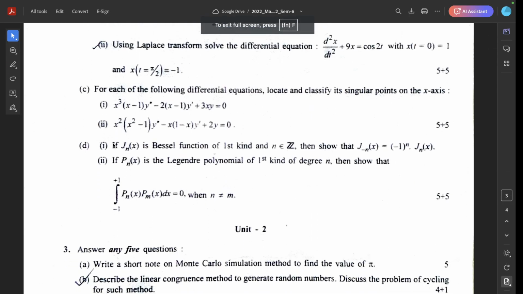Next question, question 2D1. If J_n(x) is the Bessel function of the first kind and n belongs to the set of integers Z, then show that J_{-n}(x) equals (minus 1) to the power n J_n(x).